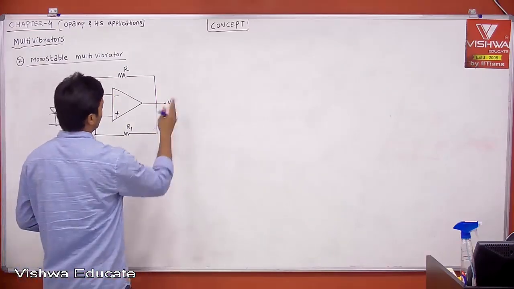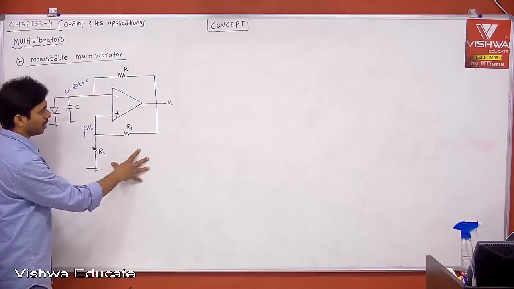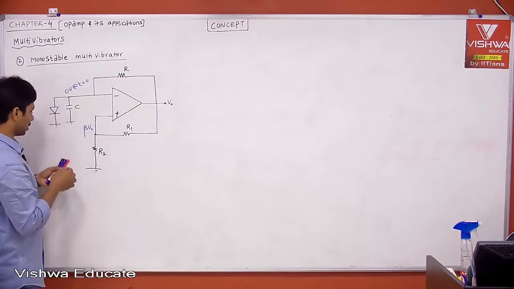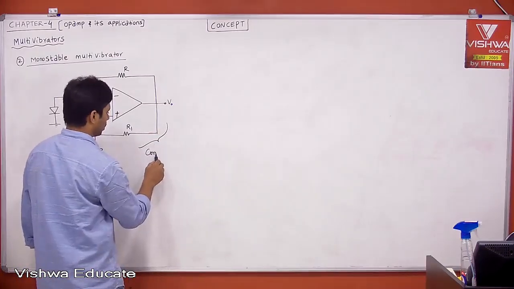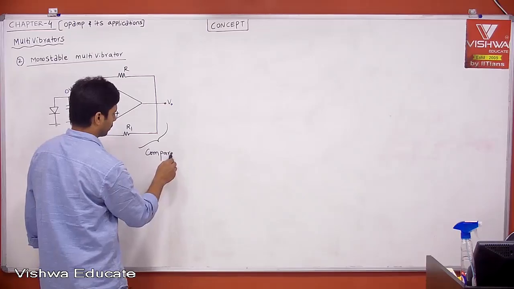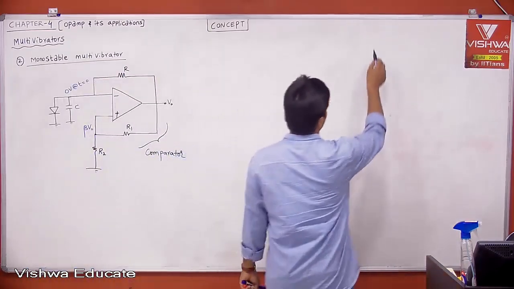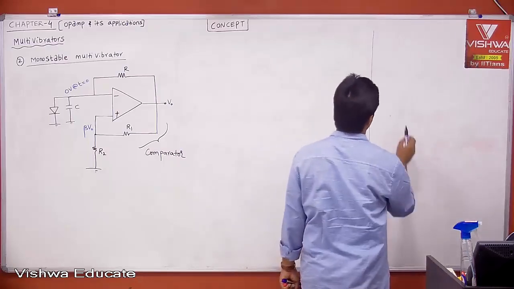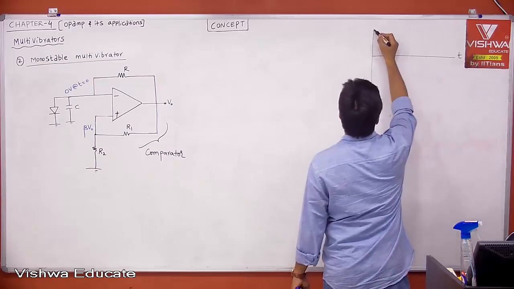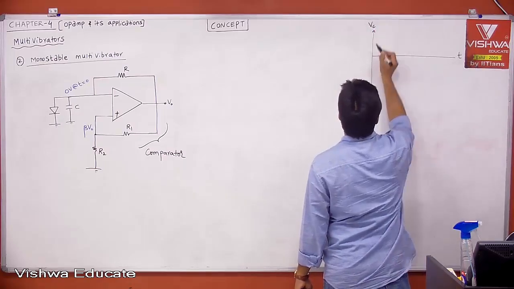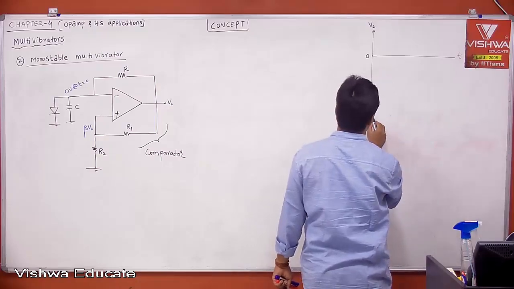Let us say your output, because, is it positive feedback or negative feedback? I already told you this is positive feedback. If it is positive feedback, it is a comparator. It is a comparator circuit. Now let me explain whatever we had seen. We need 3 waveforms. This is time t, and this is the voltage across the capacitor. Initially the voltage across the capacitor is 0. In between I'll explain something.